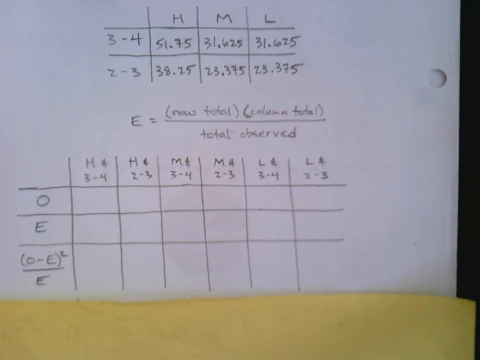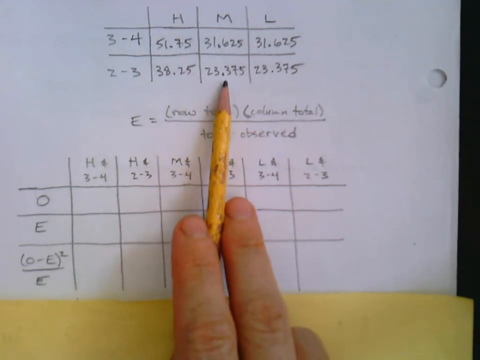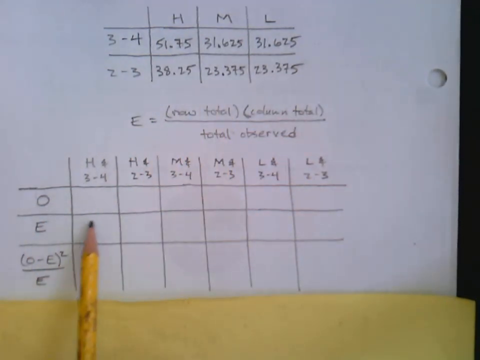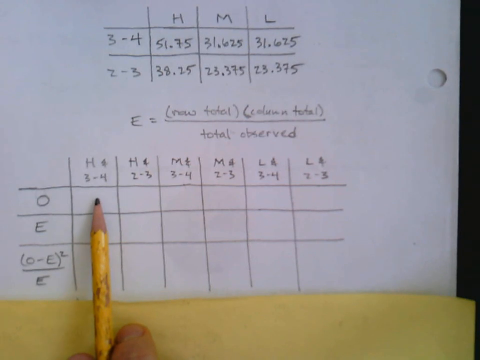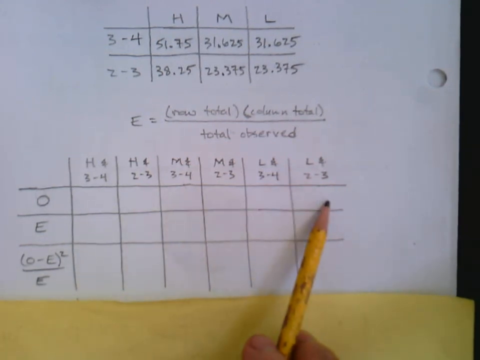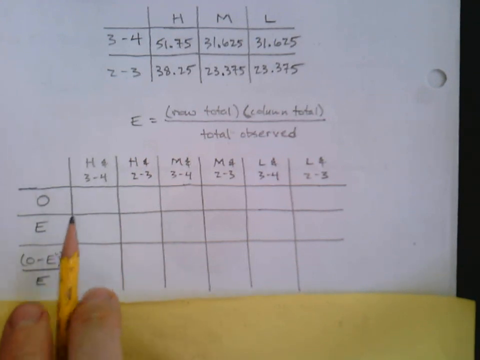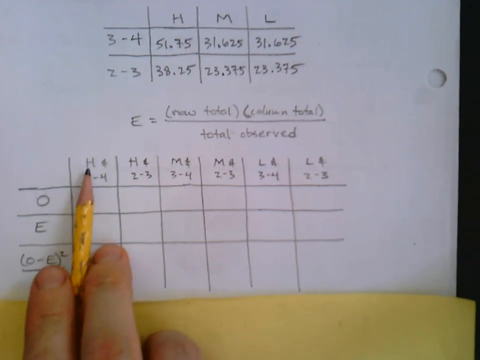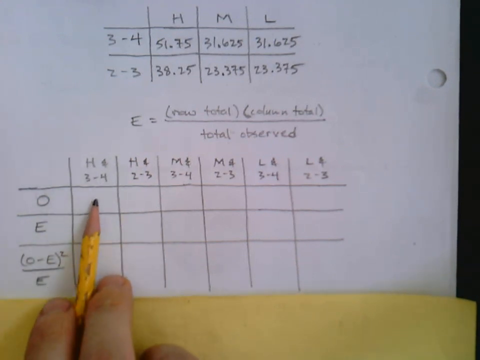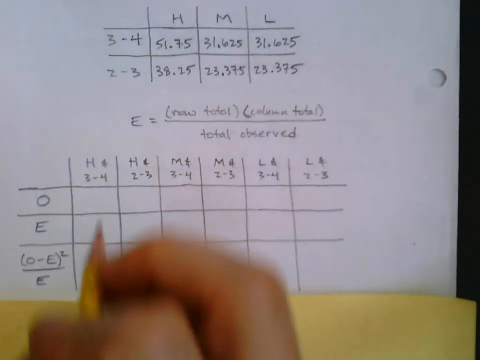Okay. So let's go ahead and fill these out. These are going to be the expecteds, so we'll get to that in the second row. How are we going to fill in the observed? Well, that comes directly from our table. Okay, so how many did we observe that have high anxiety and 3 to 4 GPA? 60, right?